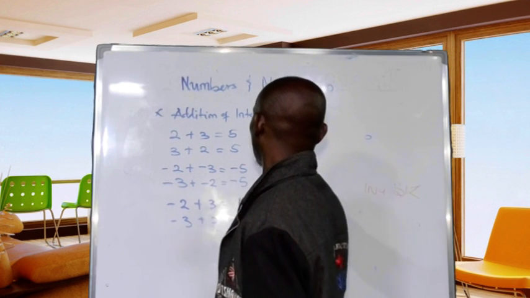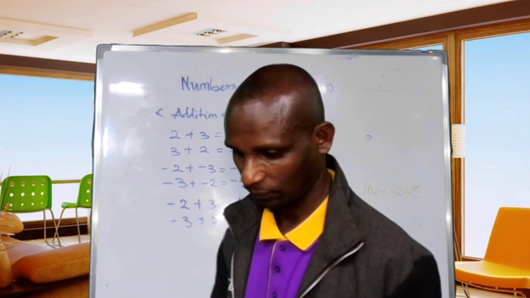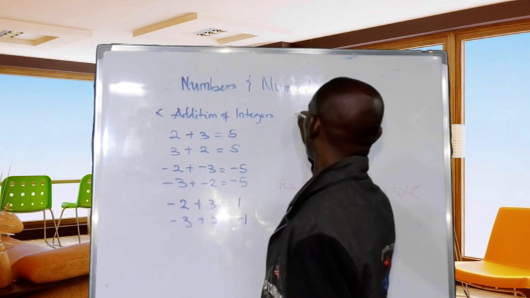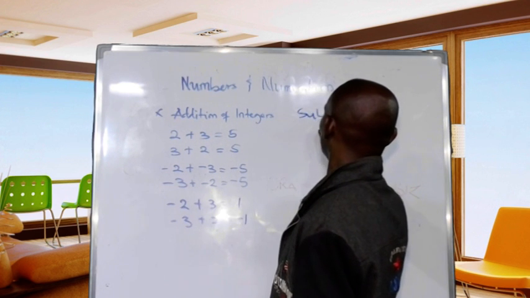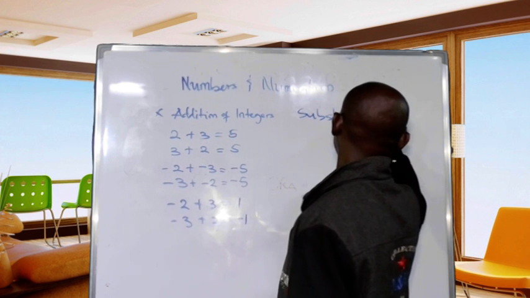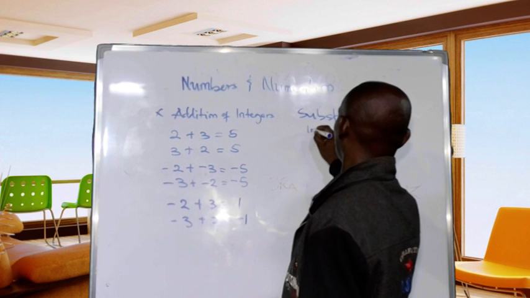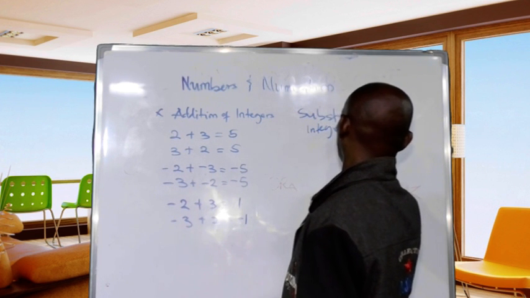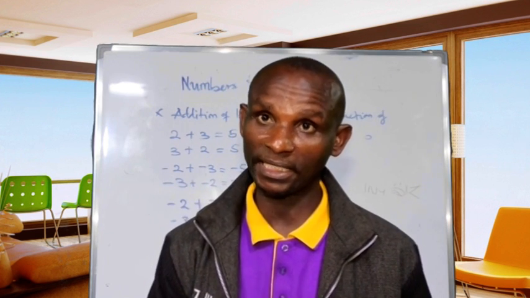Let's take subtraction. Subtraction of integers. Integers are positive and negative whole numbers.